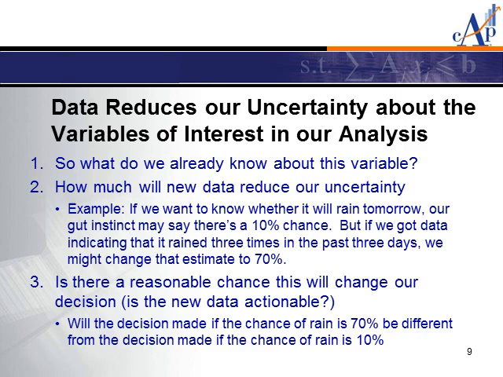So that's the second question: how much will new data reduce our uncertainty? And third, if it does change our beliefs, our uncertainty, will this change our decision? Will the decision made if the chance of rain is 70% be any different from the decision made if the chance of rain is 10%? If you're making a decision about whether to have the picnic outside or whether to carry an umbrella, it might well change your decision.